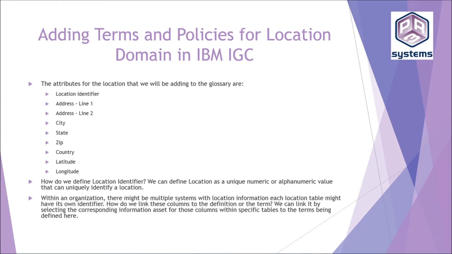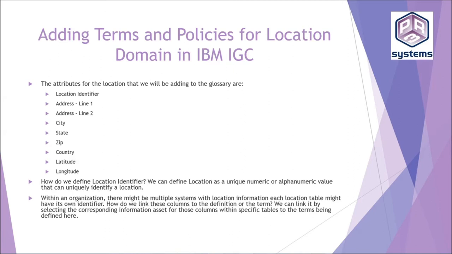So first step is, how do you define a location identifier? We can define location identifier as a unique numeric or alphanumeric value that can uniquely identify a location. Now once you have defined it, this is just an example; the business users need to define this. And this definition goes within the term definition within Information Governance Catalog. Now once we define the terms, what are the next steps?